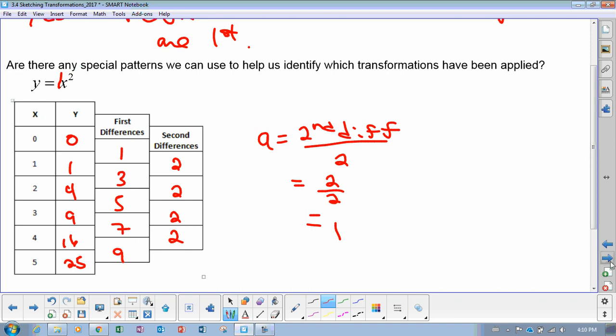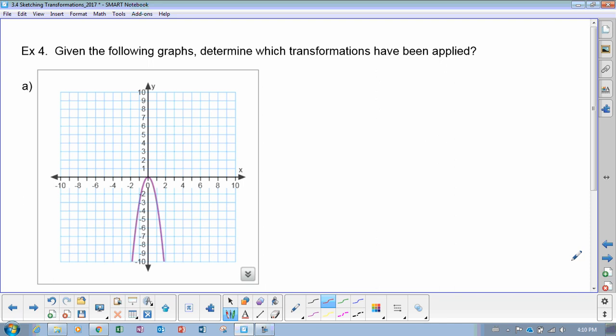All right, so then let's actually look at an example. Given the following graph, determine which transformations have been applied. There are a few different ways of doing this, but in my opinion, the easiest way of doing it is determining what the equation is. So I am going to start by writing my equation as y equals a times (x minus h) all squared plus k. That's my first step: write the equation.